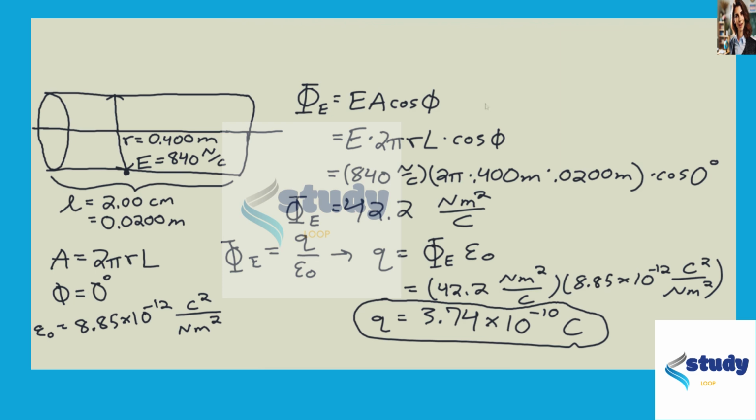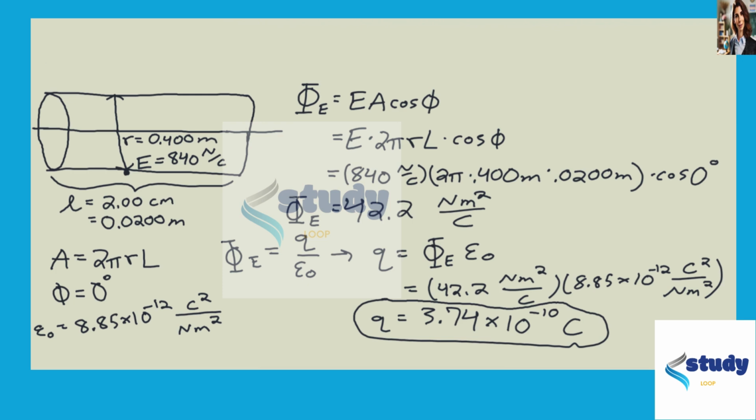The surface area, we're looking at the outside of the cylinder. So that surface area of the cylinder is 2 pi r times the length of the cylinder, which is L. I use the lowercase l here and a capital L here; they're the same length of the cylinder. So I made a substitution for the surface area of just 2 pi r times L.